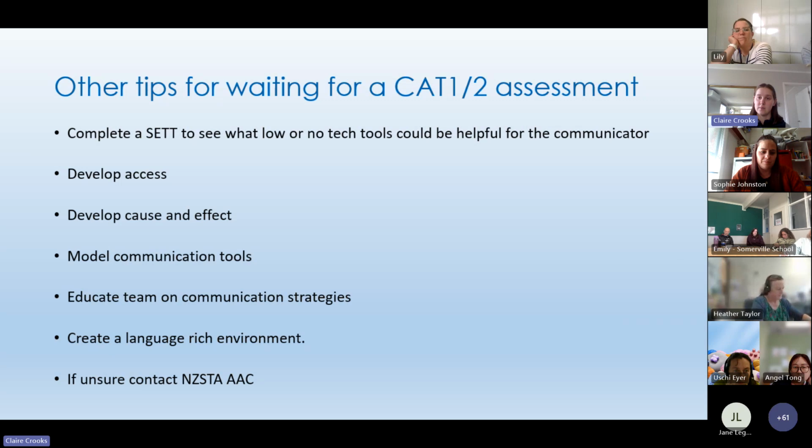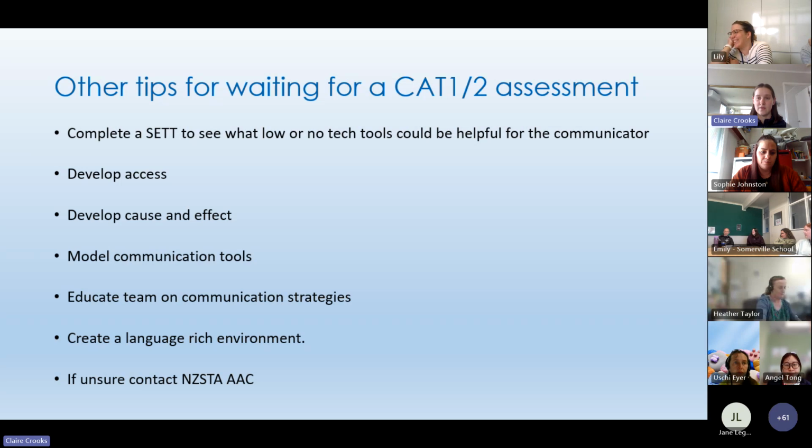If you've got someone who's going to be using switches, maybe that cause and effect and power link stuff can be really helpful. Modeling communication tools, of course, we do lots of that. And educating the team. When someone comes in to do a Cat 1 or 2 assessment, it's a lot easier when they've got that base of the strategies and what modeling is and things like that. So it's really helpful whether it's a community therapist or someone else in your office if you're MOE, or at your school if you're at a special school.